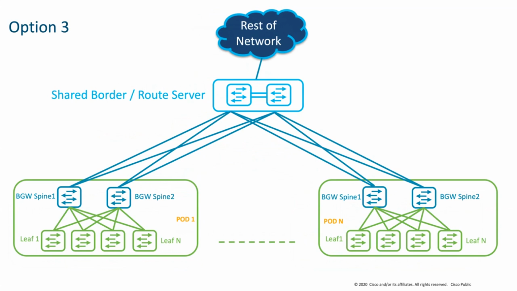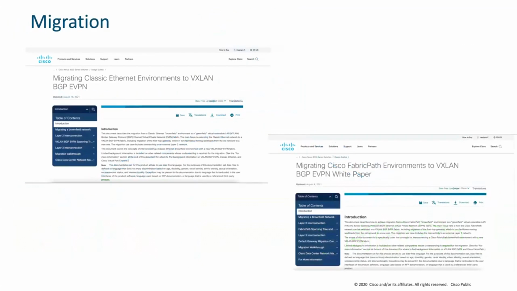There is multiple options. This is a routed design. You can do magic with it, but this is the most common design we always see. From a migration perspective, there is documentation available, step-by-step with configs, on the Cisco website, which goes into details on how you migrate.